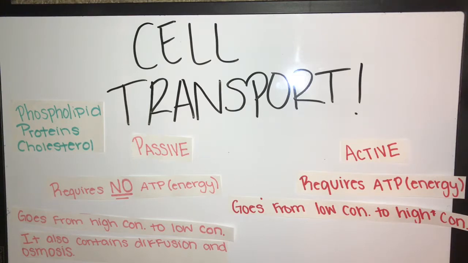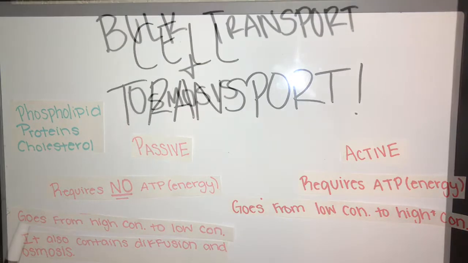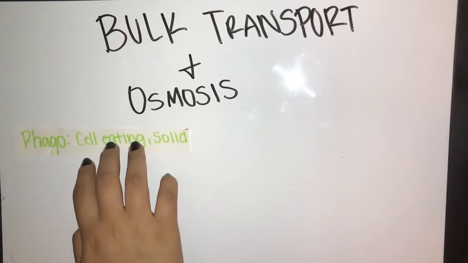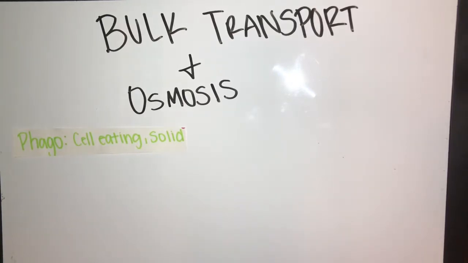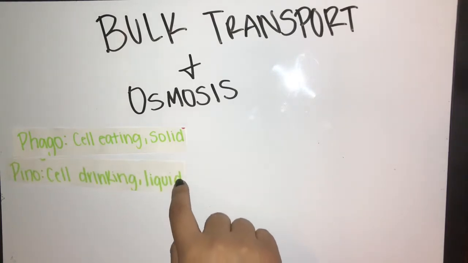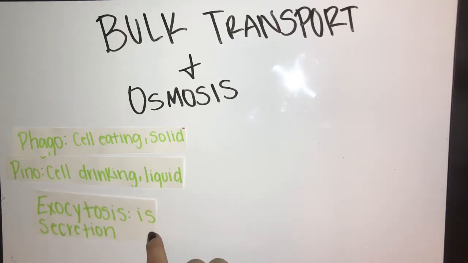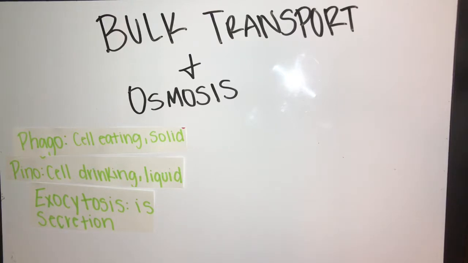Now, let's talk about bulk transport. So there's three, actually. There's phago, which is basically cell eating, aka solid. Pino, cell drinking, liquid. And exocytosis is secretion.